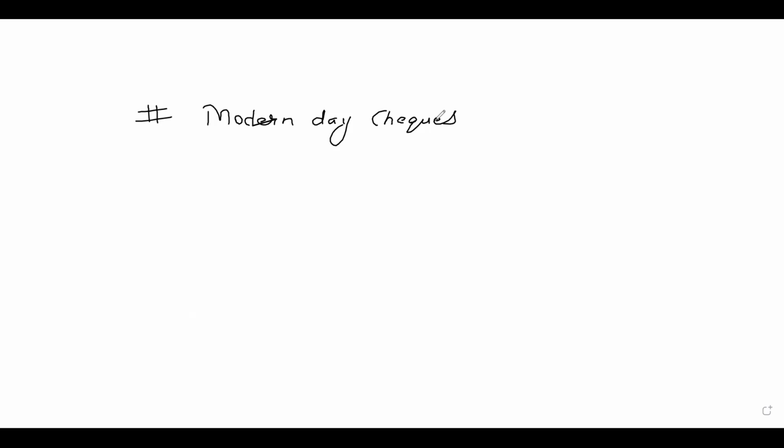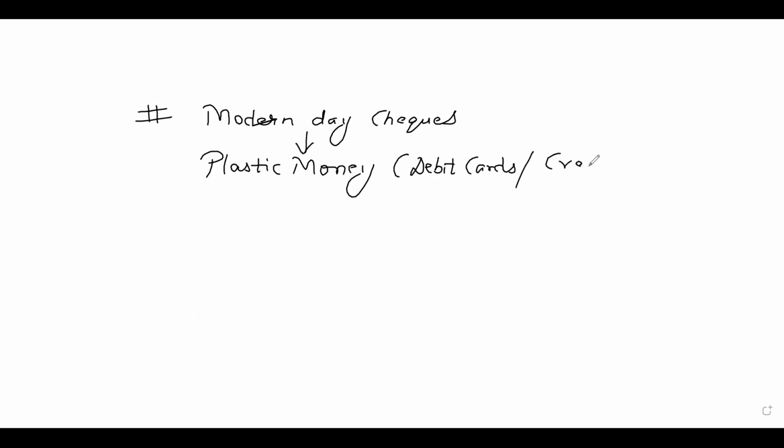Now, after the modern day checks, what did we have? Plastic money. It consists of debit cards, credit cards. Students should know the difference between debit and credit cards. Obviously, debit cards are used to make the payment instantaneously. When you're using a debit card to make a transaction, the amount of money is instantaneously deducted from your savings or current account.